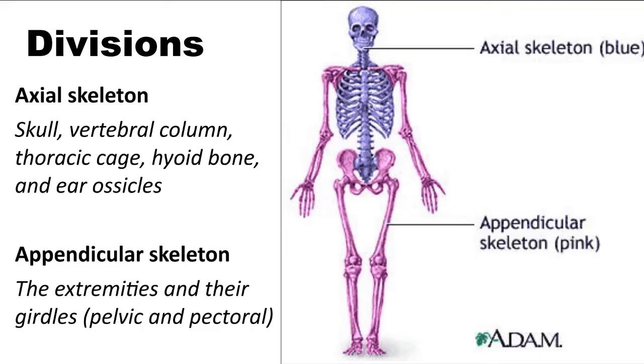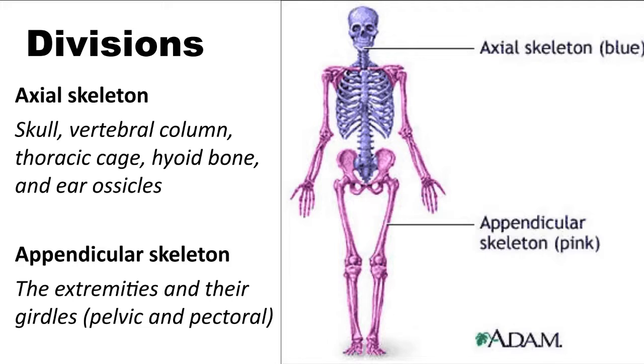Chapter 7, The Axial Skeleton. The entire skeletal system is divided into two categories, the axial skeleton and the appendicular skeleton. The axial skeleton consists of the skull, vertebral column, thoracic cage, and the ear ossicles.